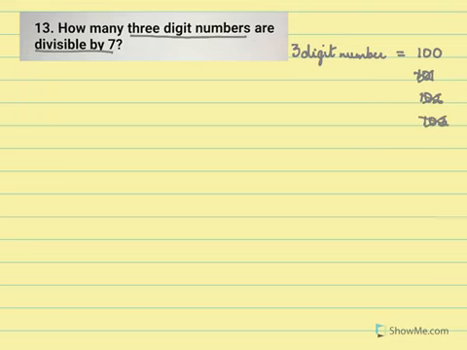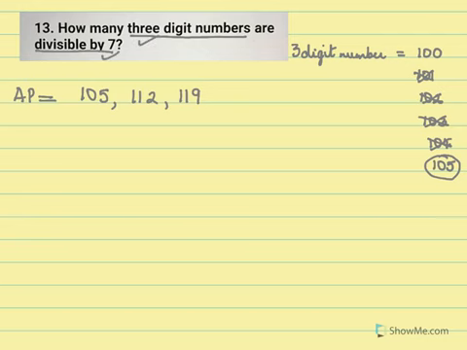Then take 103, also not divisible by 7. You get a remainder when you divide it by 7. Then you take 104, again you get a remainder when you divide by 7. So this too is not divisible by 7. But when you take 105, it is divisible by 7. So the first term of this AP is 105. The next number, you add 7 to it, will be 112. Then you add another 7, will be 119. All these numbers are 3 digits and they're divisible by 7.